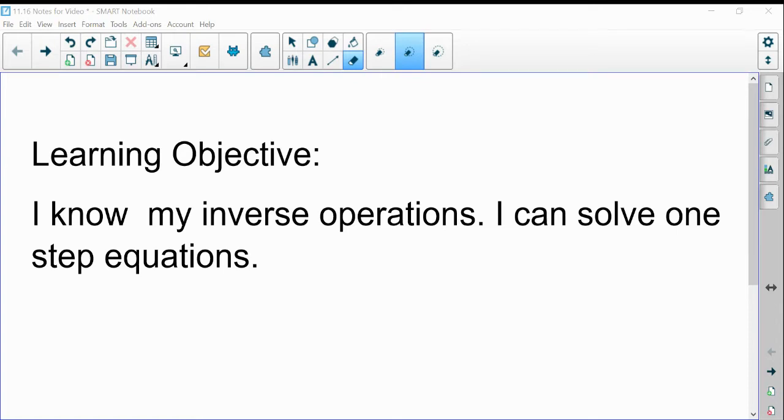All right, so today's objective is that we know our inverse operations and can solve one-step equations. One-step equations should be a review. I know we did these last year. Some of you may have struggled with them. So when we jump back into equations, we're going to start with our one-step equations.